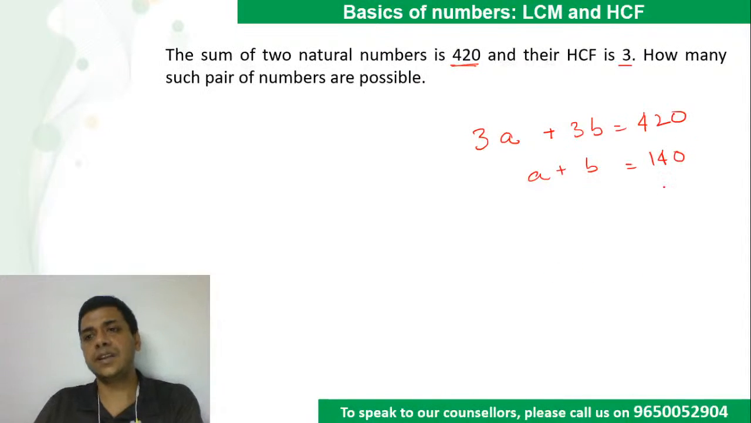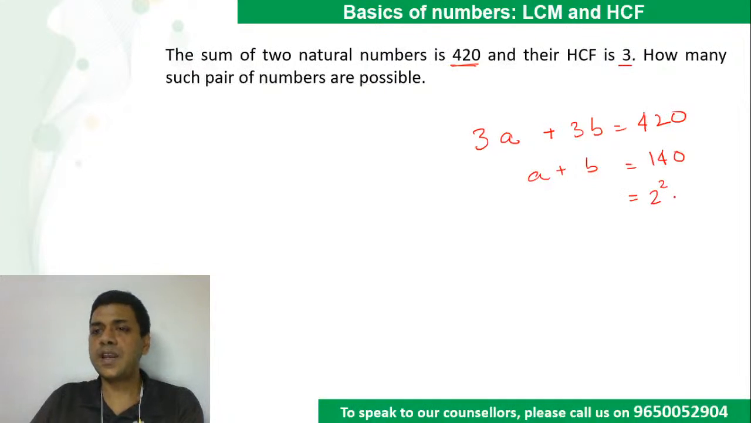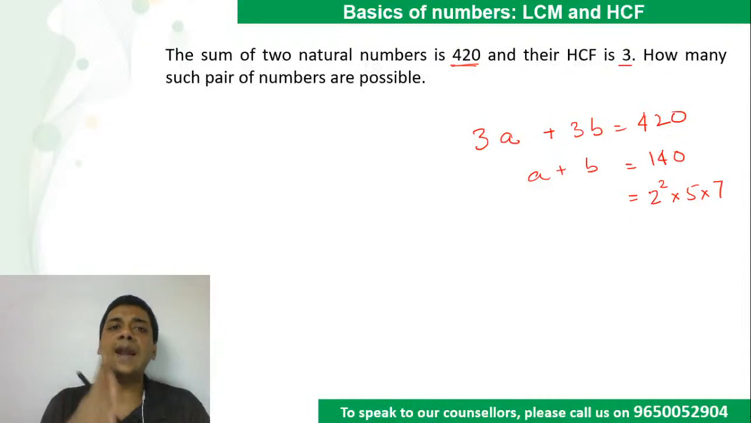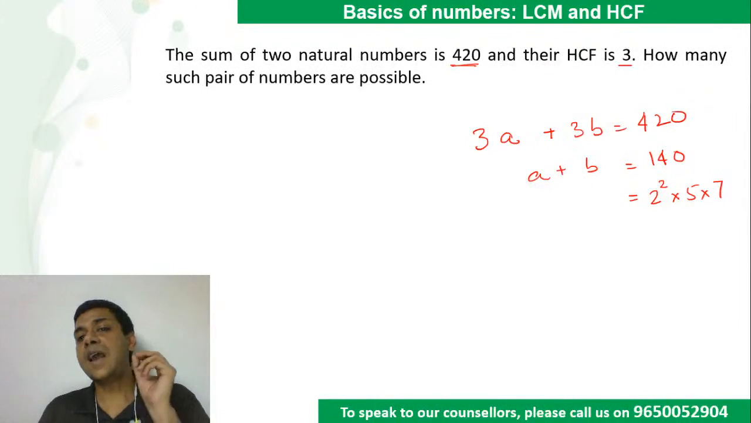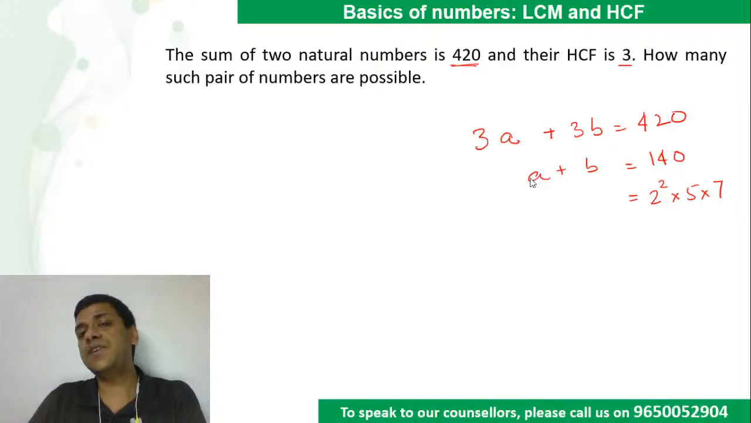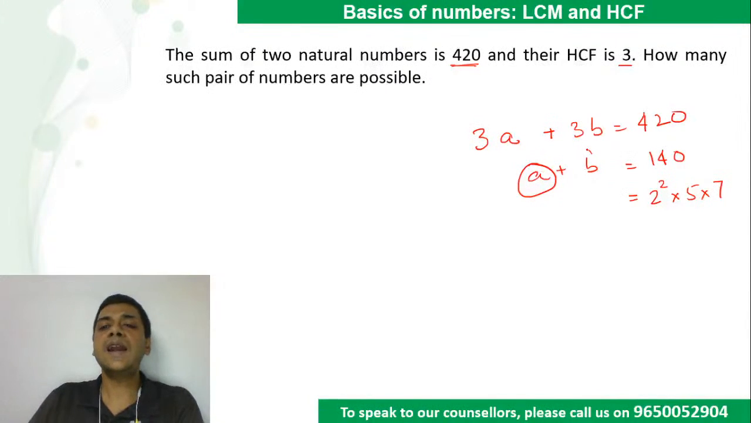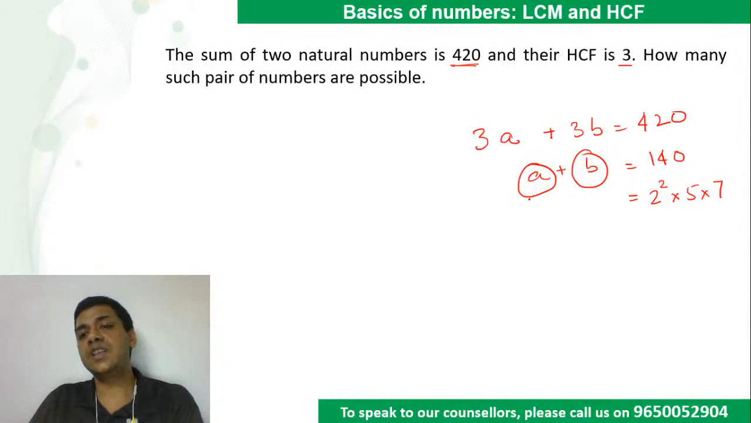Now what is 140? 140 is 2 square into 5 into 7. Okay, so far so good. Now when I look at 140, I have to write 140 as the sum of two natural numbers. The second thing we need to take care of is that A and B in this statement have to be co-prime. So A and B cannot have any further common factor.